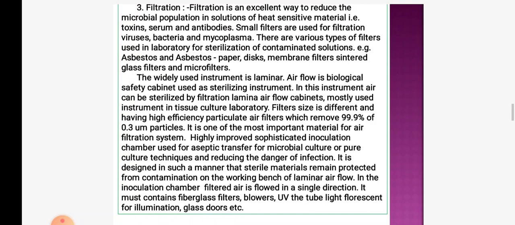A highly improved sophisticated inoculation chamber is used for aseptic transfer of microbial culture or pure culture. It is designed in such a manner that sterile materials remain protected from contamination. In the inoculation chamber, filtered air flows in a single direction. The chamber has glass filters, fiberglass filters, blowers, UV light, fluorescent tube light for illumination, and glass doors.